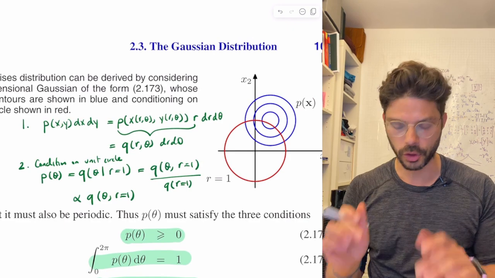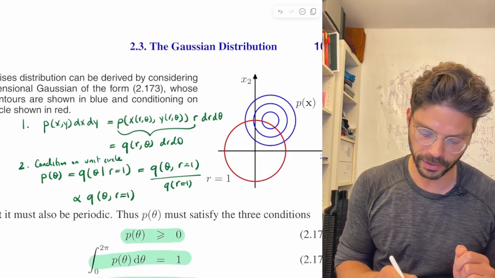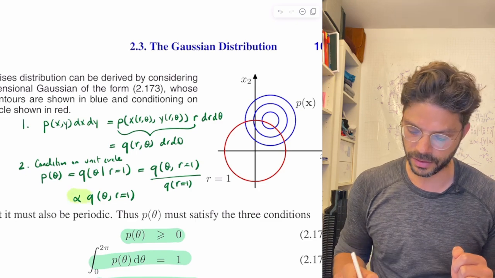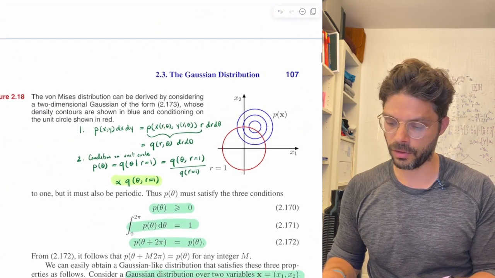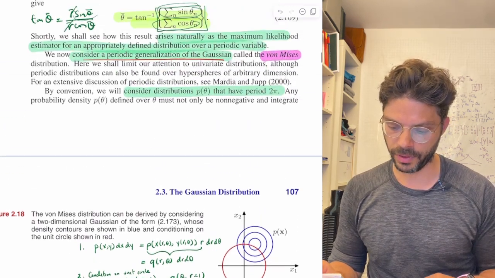So here we're just going to condition on being on the unit circle, and the thing we're going to be after is this. Okay, so hopefully that was helpful. Now let's see what he has to say.